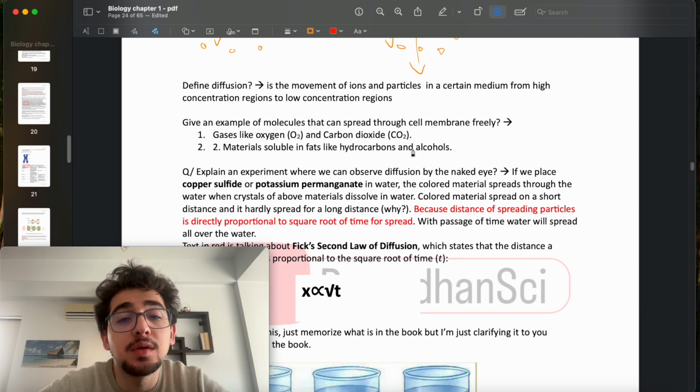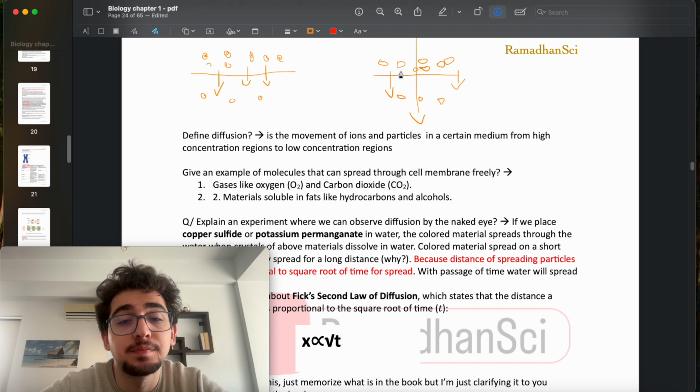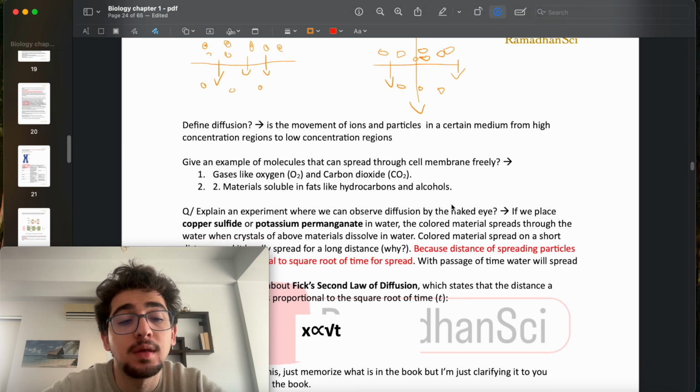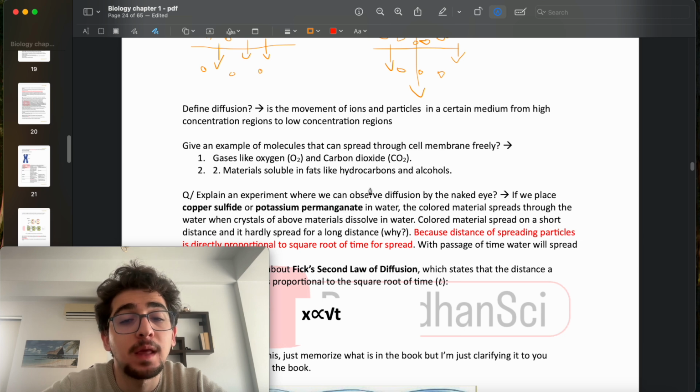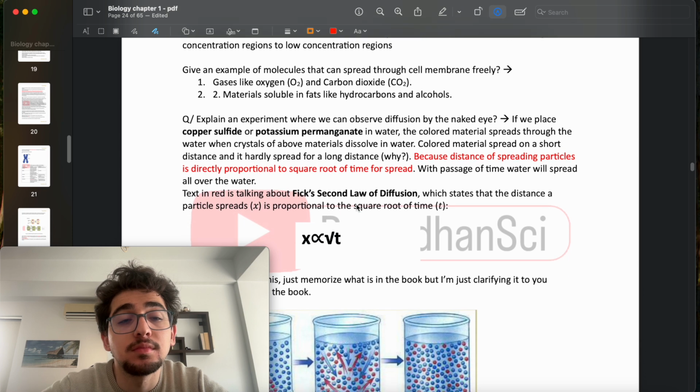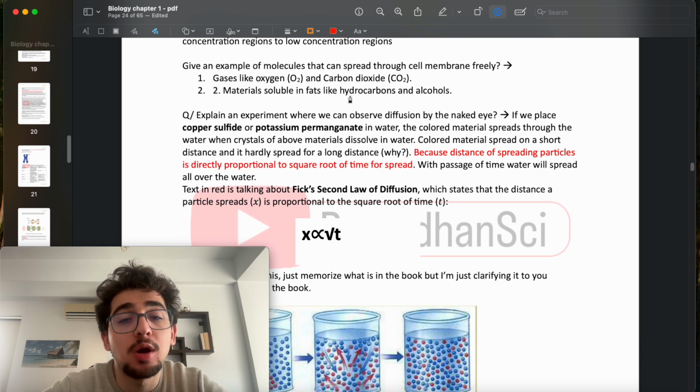The examples of molecules that can spread through a cell membrane are gases, like oxygen and carbon dioxide, and other materials that are soluble in fats, like hydrocarbons and alcohols. Hydrocarbons mean just molecules that are made up of carbon atoms attached to hydrogen atoms. Basically, the basic structure of organic molecules.